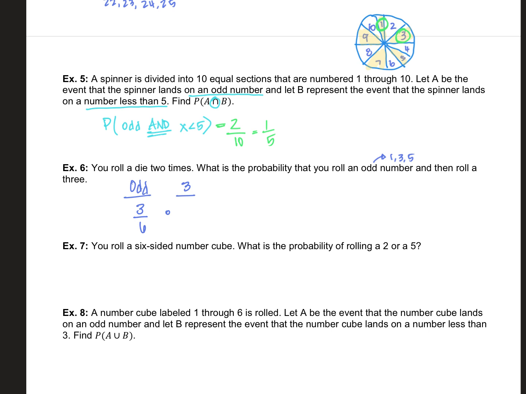Then what is the chance of rolling a 3? There's only one 3 on the dice. And again, I'm not removing a side of the dice, so I still have a total of 6 sides. So if I multiply, I have 3 over 36. Reduce that down to 1/12.